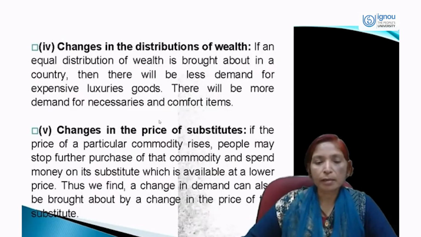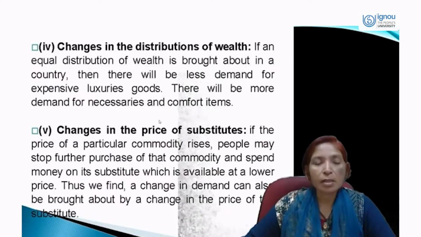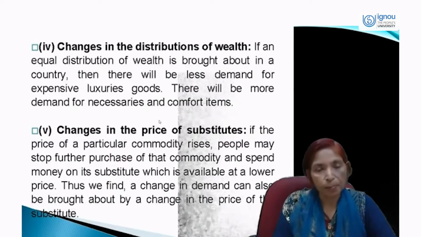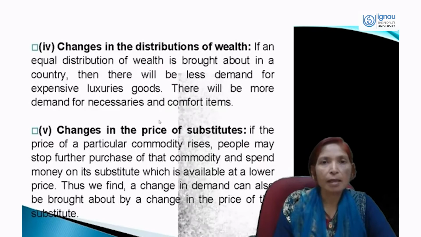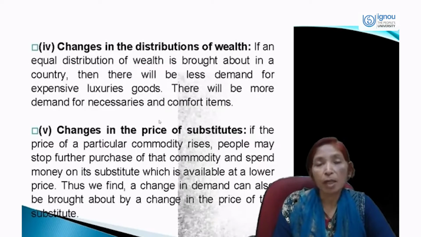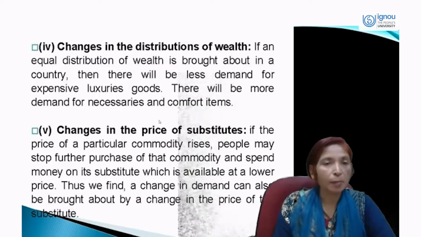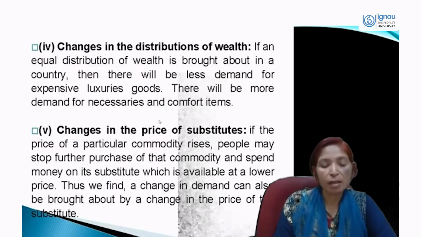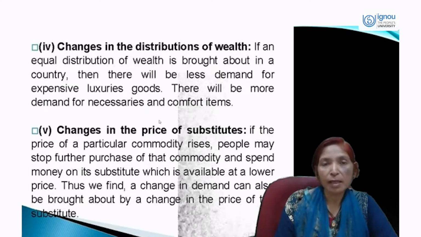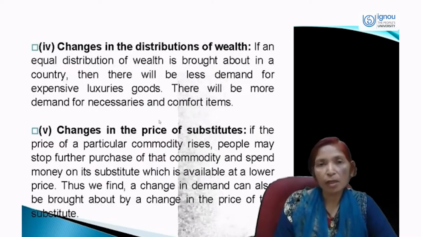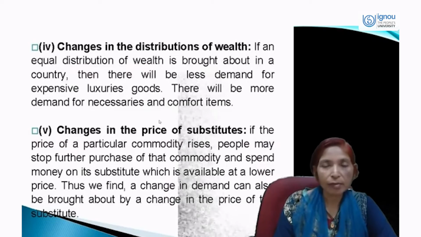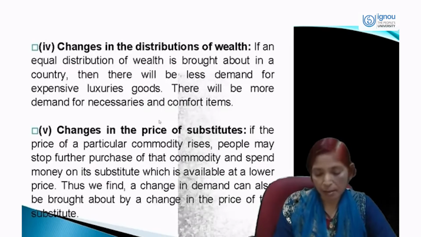Thus, we find a change in demand can also be brought about by a change in the price of the substitute good. For example, if the price of tea rises, then demand for coffee will rise, but demand for tea will fall. So there is an inverse relationship between the price of tea and demand for tea. But there is a positive relationship between one commodity's price and demand for the other commodity if both are substitutable for each other. For example, if the price of tea rises, then definitely demand for coffee will rise.